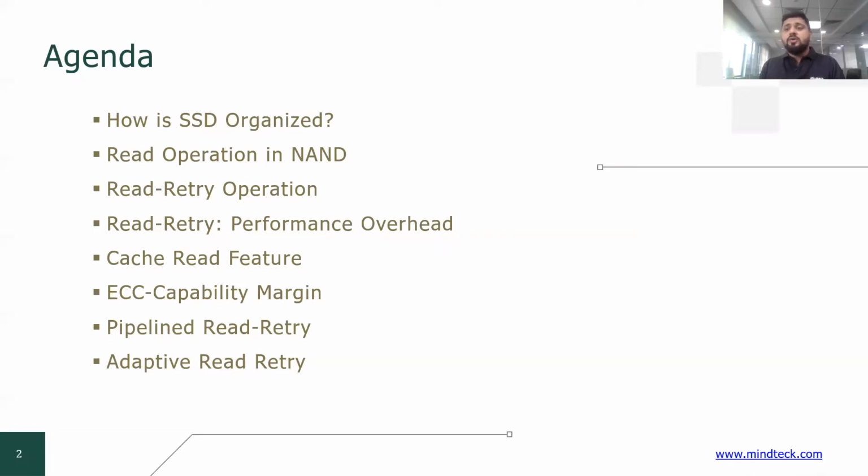To resolve this issue, we have selected two features. One is the cache read feature, another is the ECC capability margin. On these features, we have developed two new mechanisms. One mechanism is pipeline read retry, which depends on the cache read feature. Another mechanism is adaptive read retry, which depends on the ECC capability margin. And this whole topic is driven by a research paper published by June. Now I will call my co-host Ankit to take you through how SSD is organized and how the read operation happens in NAND.